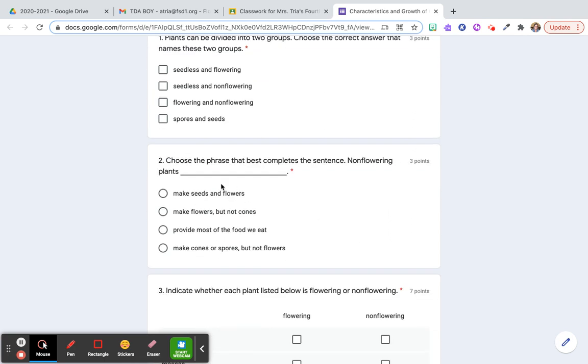Number 2, choose the phrase that best completes the sentence. Non-flowering plants make seeds and flowers, make flowers but not cones, provide most of the food we eat, or make cones or spores but not flowers.